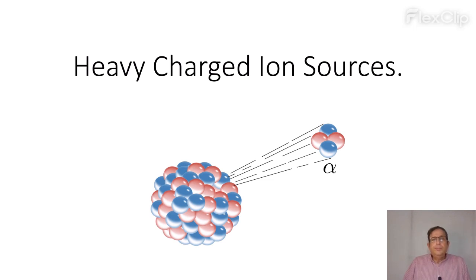Hello students, now in this subunit I am going to discuss another type of charge source or radiation source, that is heavy charged ion source. Basically in this case a nucleus is emitting a particle which is heavier compared to an electron and is ionic in nature, and it is heavy and positively charged ion, and it can be of different varieties.